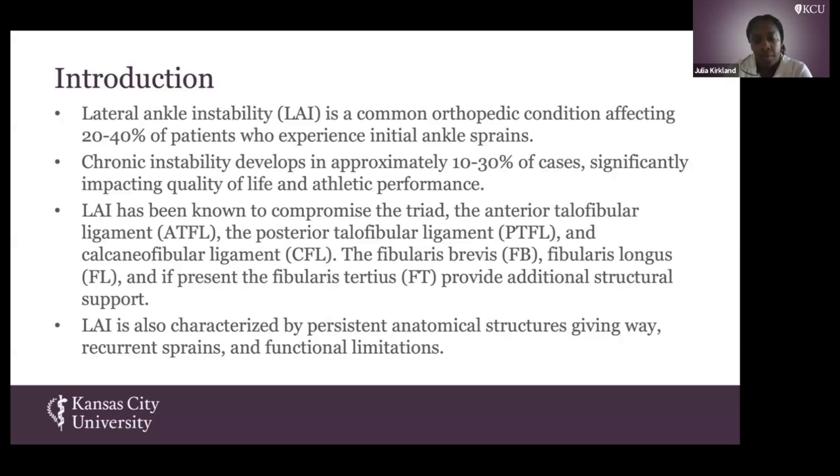The fibularis brevis, fibularis longus, and if present, the fibularis tertius provide additional structural support. Out of the three ligaments, the anterior talofibular ligament is the most commonly compromised. Lateral ankle instability is characterized by persistent giving way of the anatomical structures, recurrent sprains, and functional limitations. The injury has significant impact on elite athletes, professional dancers, and the general public alike.